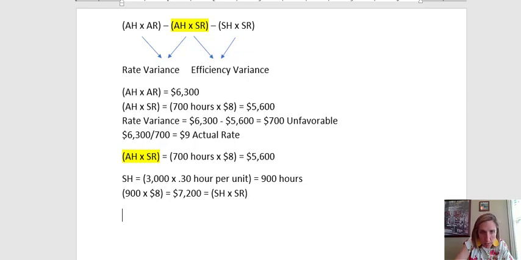I'm going to compare the initial figure, 5,600, which was our actual hours times our standard rate, what we should have paid for that many hours and how many hours we actually worked, minus 7,200 is what we could have worked up to 900 hours and paying everybody $8 an hour. So we were actually very efficient with our time. A negative number would give you a favorable variance. You saved 200 hours of work at $8 an hour, a total of $1,600 favorable on your efficiency variance.